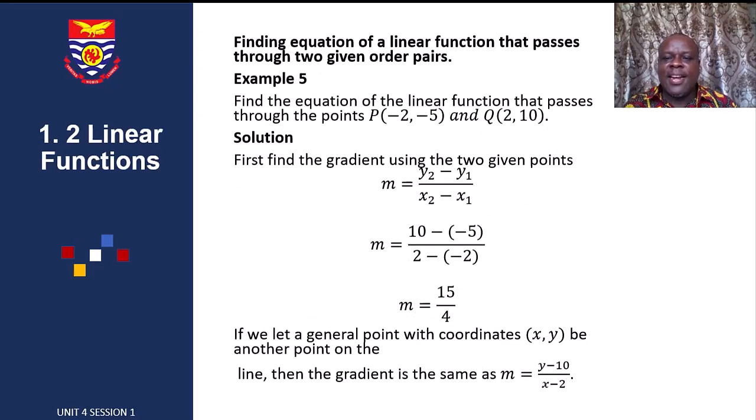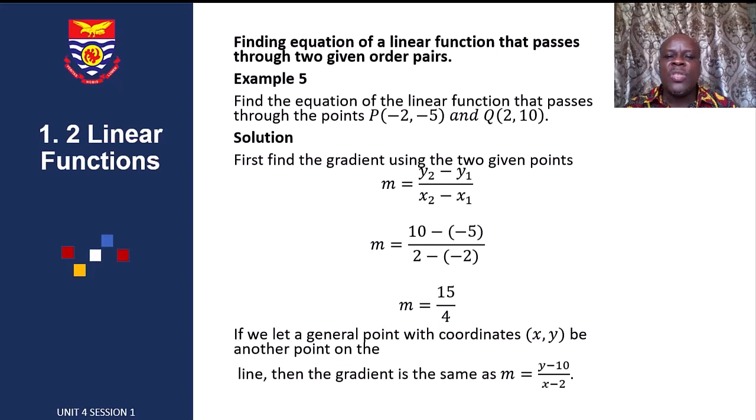Let's learn how to find the equation of a linear function that passes through two given points. Let's do this with an example. And over here, we are going to compare or equate gradients. And so we will learn how to find gradients and then we equate them. Find the equation of the linear function that passes through the points negative 2, negative 5, and 2, 10. So the solution, we will first find the gradient of these 2 points, negative 2, negative 5, and then 2, 10.